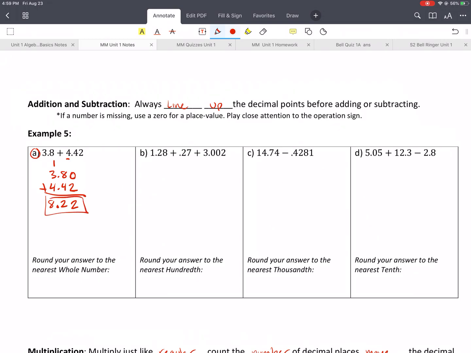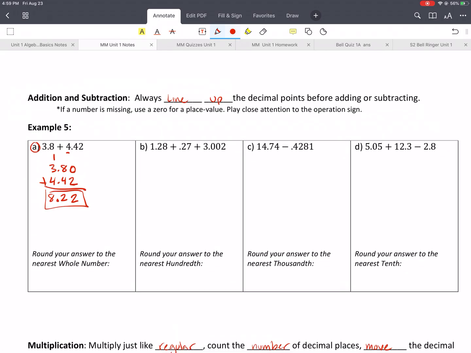I'd like you to be able to do that by hand, but I'm going to allow you to use your calculator if you would like. I think it's more important that you're able to get the right answer and then figure out how to round. So here it says round your answer to the nearest whole number. So our whole number is the 8. Look to the right. The 2 is less than 5, so we would round down to 8. Okay?